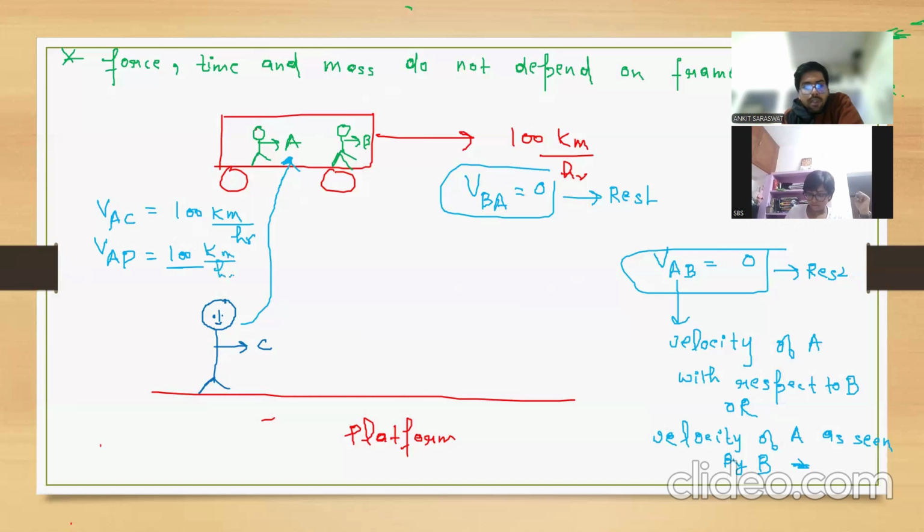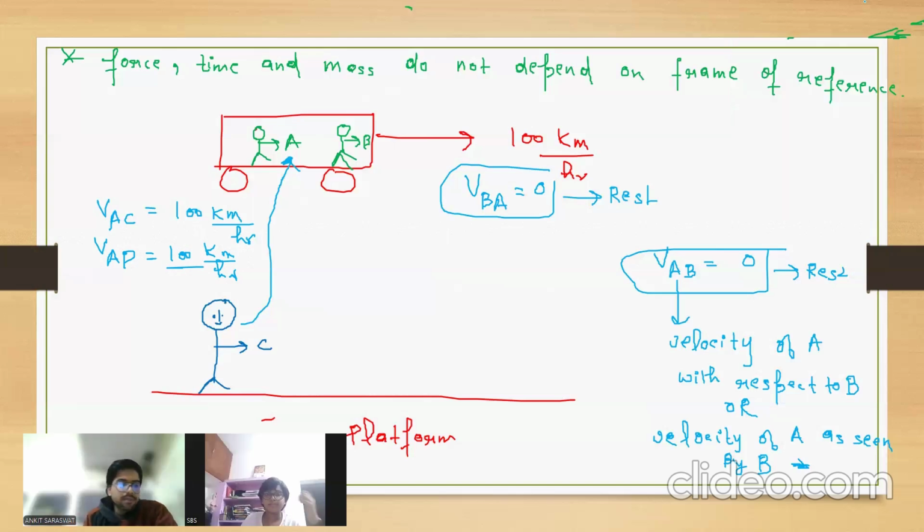So frame simply means the name of an observer. If I am saying velocity of block with respect to trolley, so trolley is a frame. Clear? If frame is not given, always take the observer on the ground. In most questions, they will give you the frame. But in certain questions, if they are not giving the frame, then always consider the observer is standing on the ground. Clear?